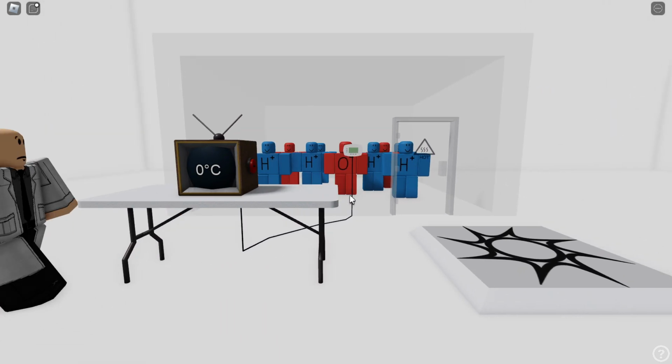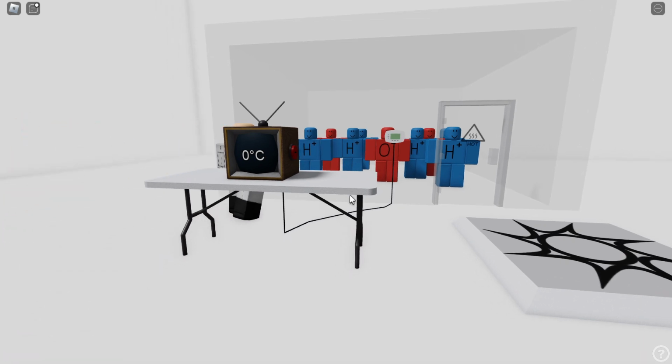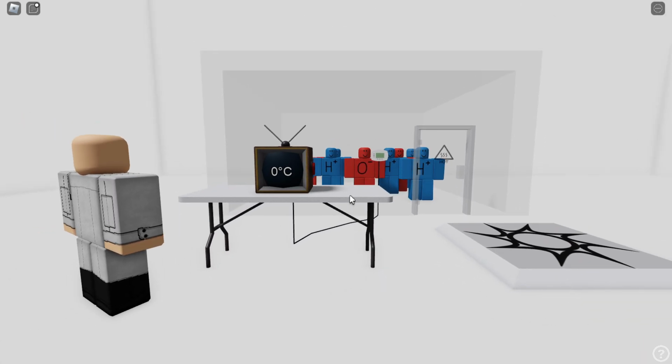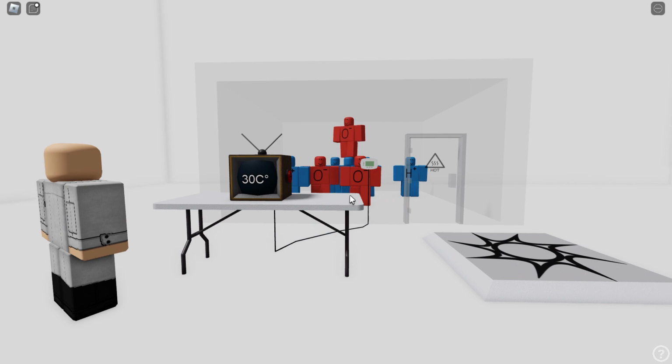Moving on, you might be wondering what this box is. I really don't know, except I do. It's a particulate diagram, maybe.